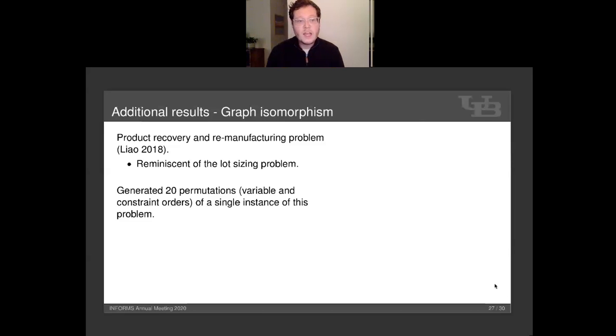And so to test this, we coded another new problem. This is the product recovery and remanufacturing problem. This problem is also reminiscent of the lot sizing problem. So secondarily, we wanted to see if this would be classified as a lot sizing problem. We generated one instance of this problem, but generated it in 20 different random permutations. So just different orders of when we define the variables and constraints.